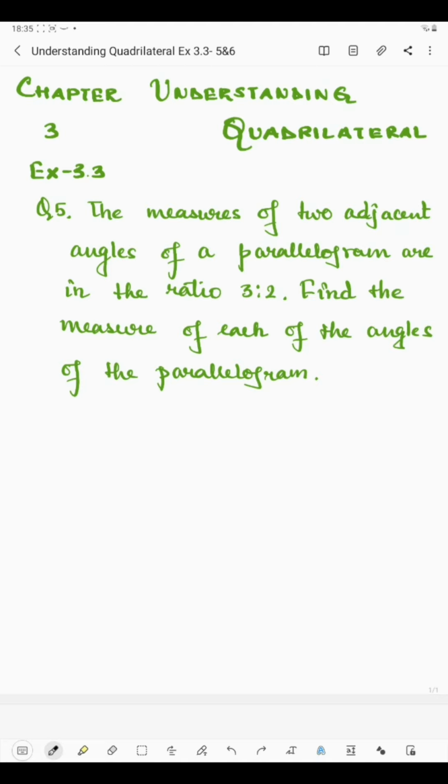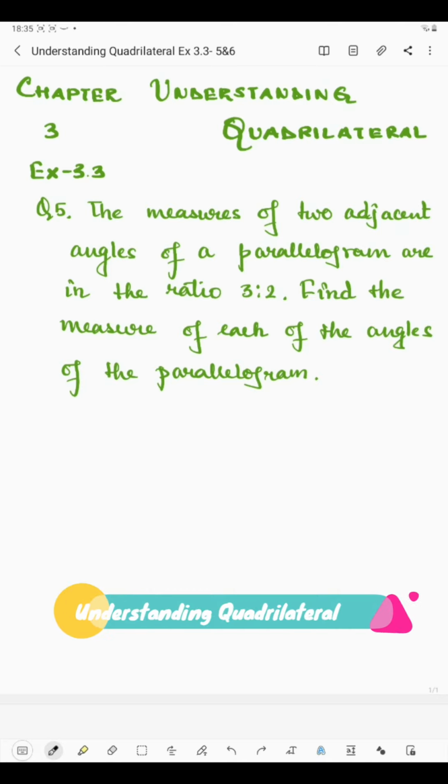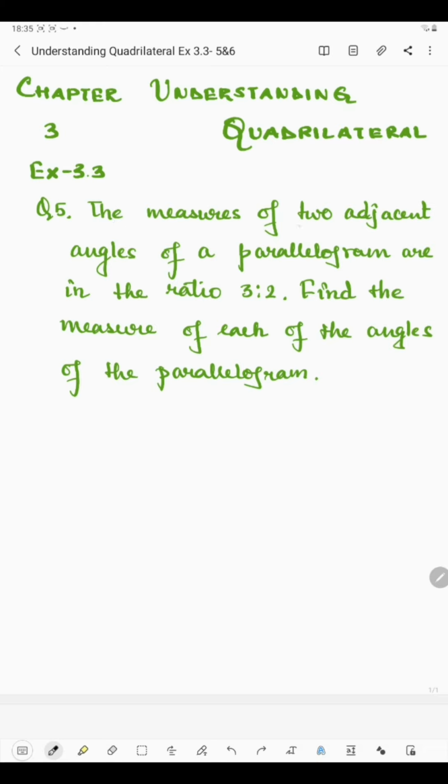Hello students, today I'll be starting with question number 5 of exercise 3.3. Question number 5 says the measures of two adjacent angles of a parallelogram are in the ratio 3:2. Find the measure of each of the angles of the parallelogram.